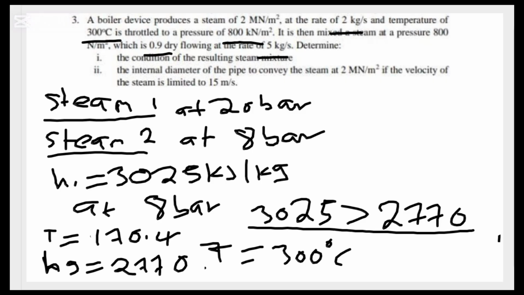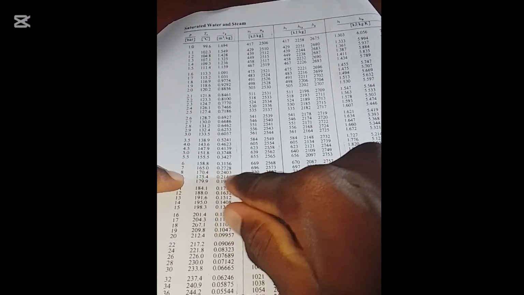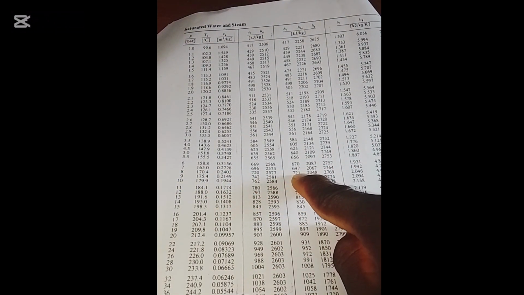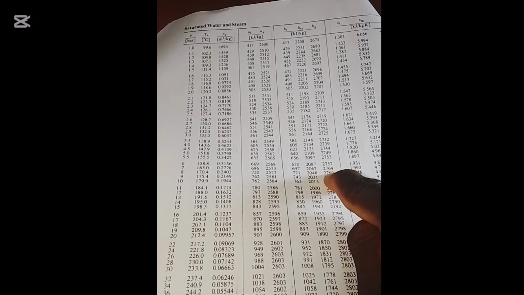So for steam 2 at 8 bar, I have to find Hf, Hfg, and I also know my X, which is 0.9. So let's check and see. The Hf is 721. You have to take note of it. And the Hfg is 2048. And the Hg is 2770, or 2769. So you have to take note of all this.